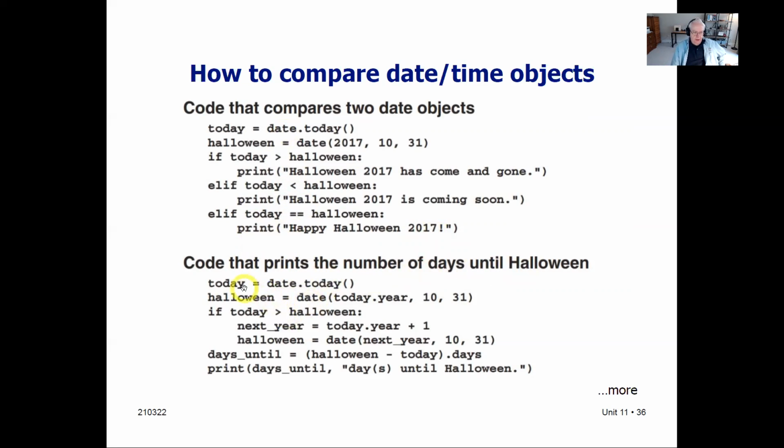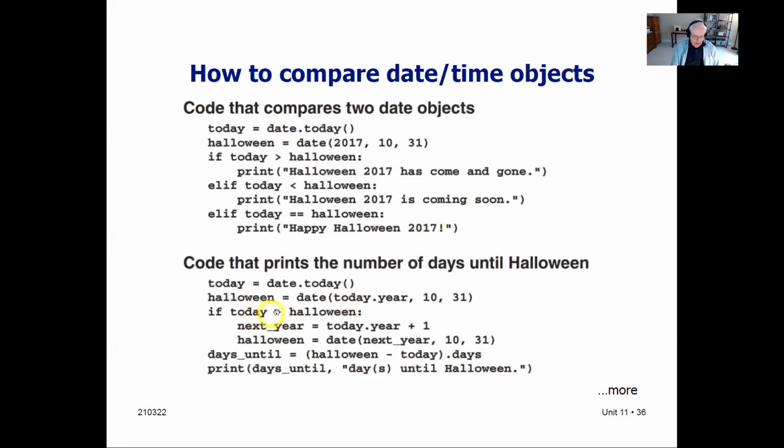Code that prints the number of days until Halloween. We can actually do some math here. So once again, we create a today object and a Halloween object using the date class, the today method, and the date method here. This is a constructor method. And inside that, we are pulling off the year number, the integer for the year, off of the today object. So if today is greater than Halloween, which we know from the object we created, next year is today.year plus 1. So that's going to add a year to the year integer.